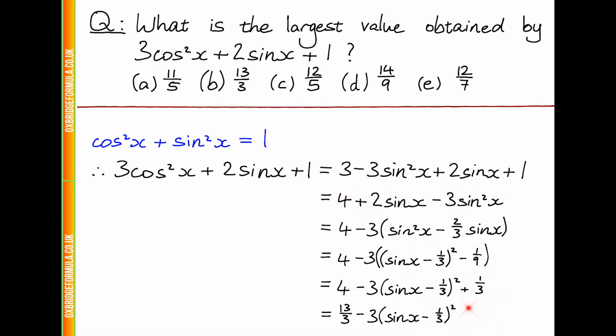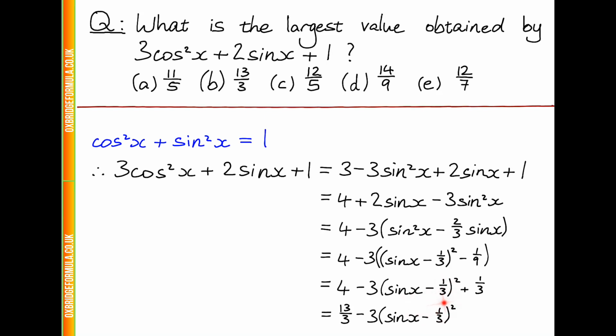So why is completing the square useful? Well, we can see that whatever's here, because it's being squared, is always greater than or equal to 0. So in particular, minus 3 times this is always less than or equal to 0. So therefore, this expression is always less than or equal to 13 over 3. And in fact, we can have it be equal to 13 over 3 if sin x equals a third, which is a possible value that sin x can take.